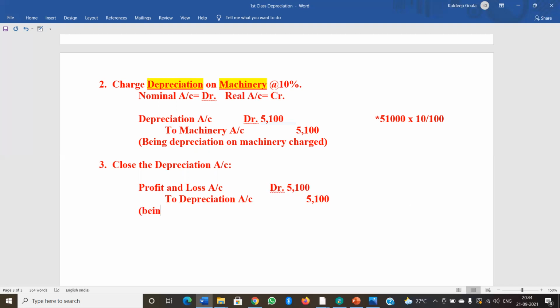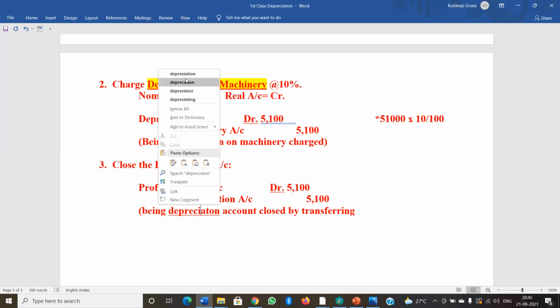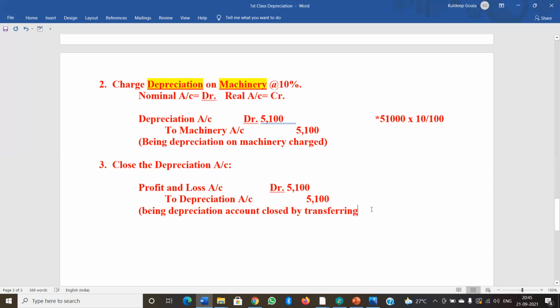Being depreciation account closed by transferring to profit and loss account.